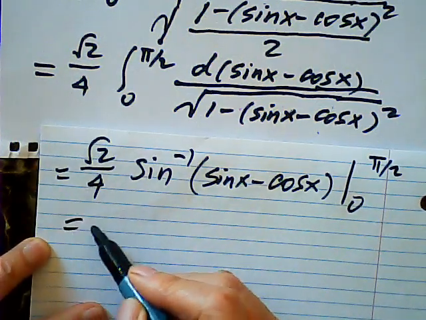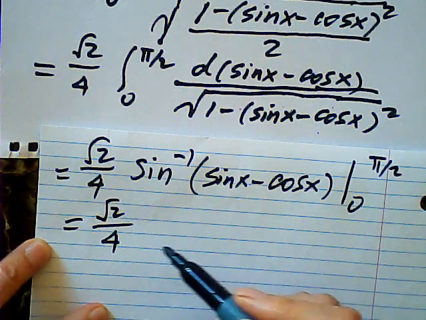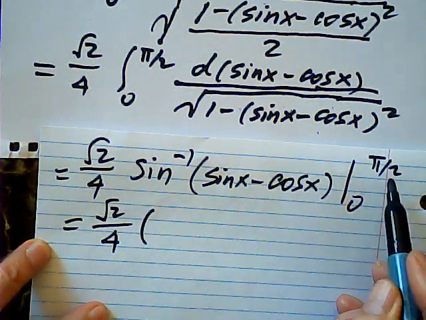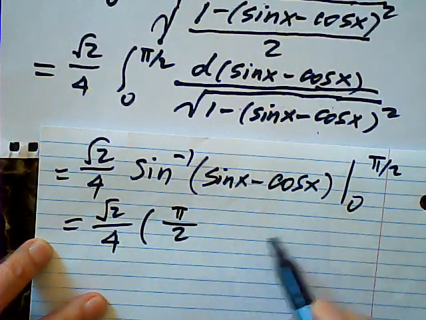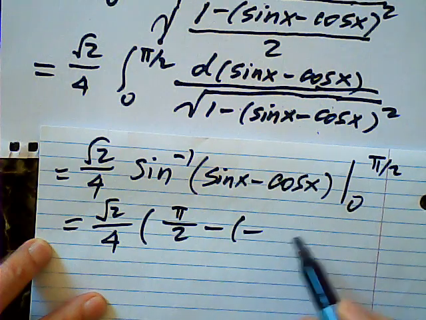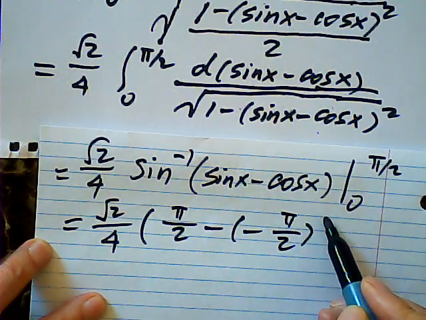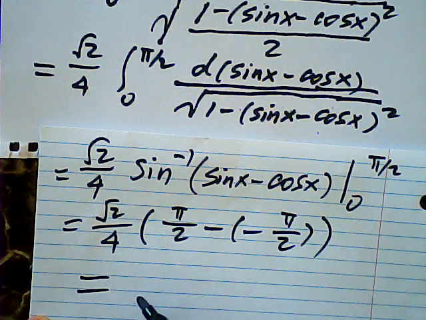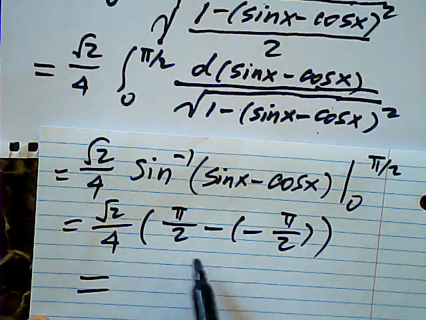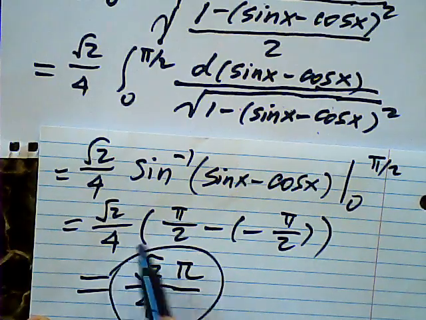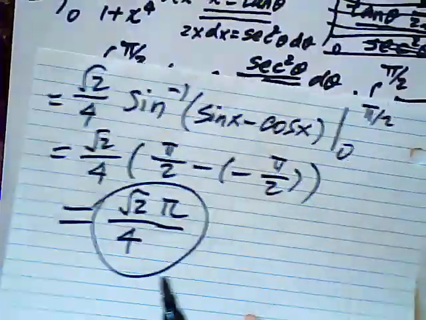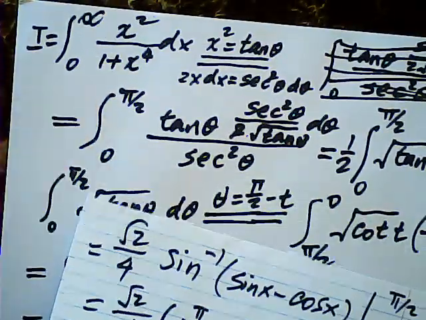Then this equals root 2 over 4 times arcsine of 1, which is half pi, minus arcsine of negative 1. So eventually that is equal to root 2 pi over 4. So that is the result for this integral by method 1. Now method 2.